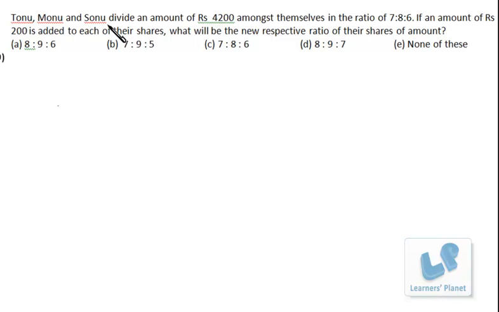Now, Tonu, Monu and Sonu divide an amount of rupees 4200 amongst themselves in the ratio 7:8:6. If an amount of rupees 200 is added to each of their shares, what will be the new respective ratio of their shares of amount? Now what is the total here? It's 7 plus 8 is 15, plus 6 is 21. Now this 21 parts is actually 4200, that means each part is 200. So we can find out the amount of each of them. So it's 1400, 1600 and 1200. That is 200 times of each part.